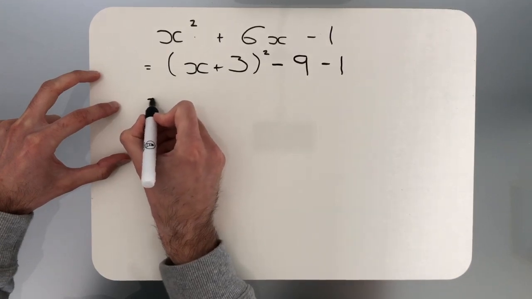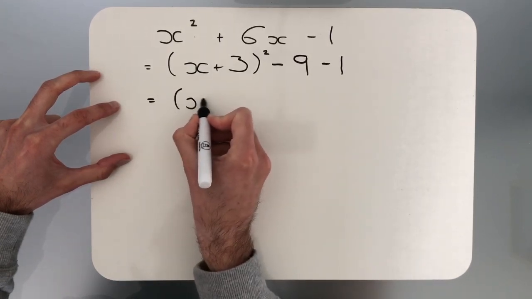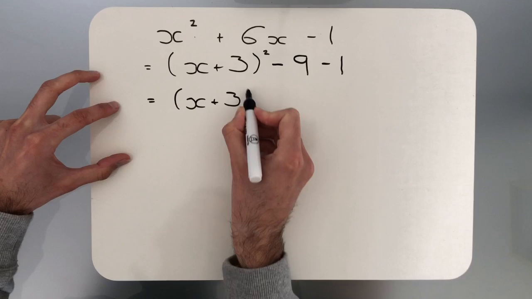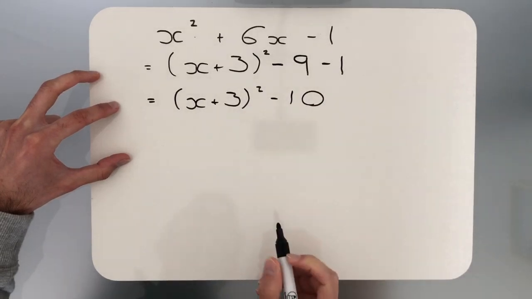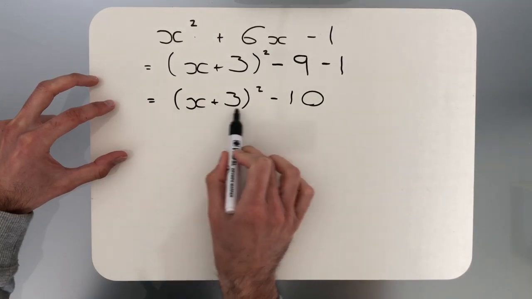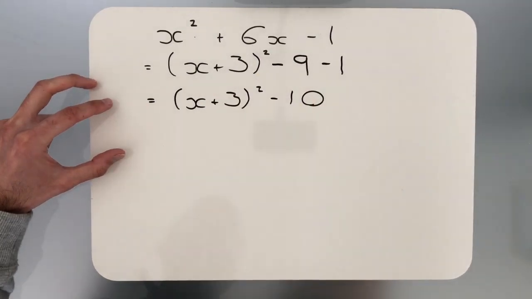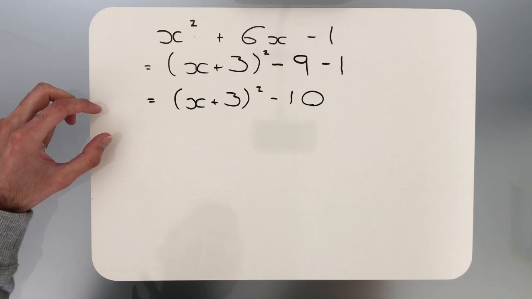From there, we will tidy up. That leaves us x add 3 all squared, subtract 10. Therefore, if you were to break all of this back out, it would give you the exact same thing as you started with.